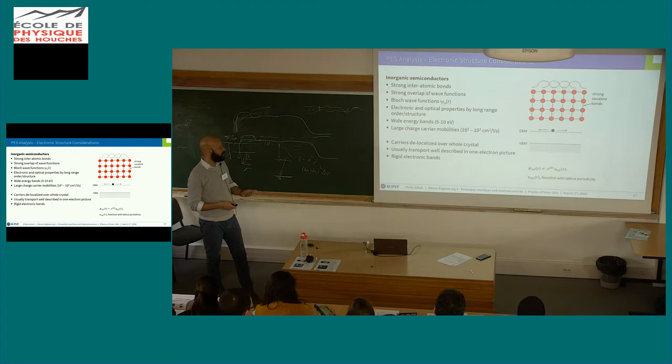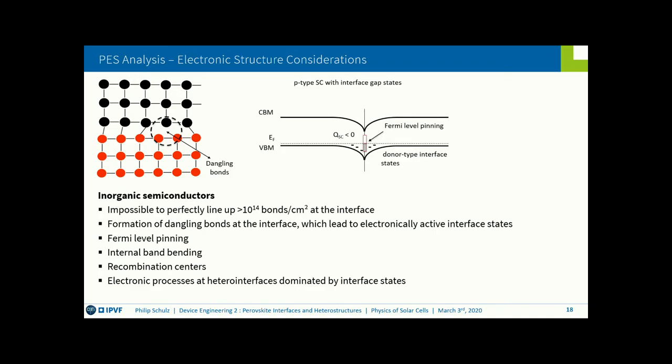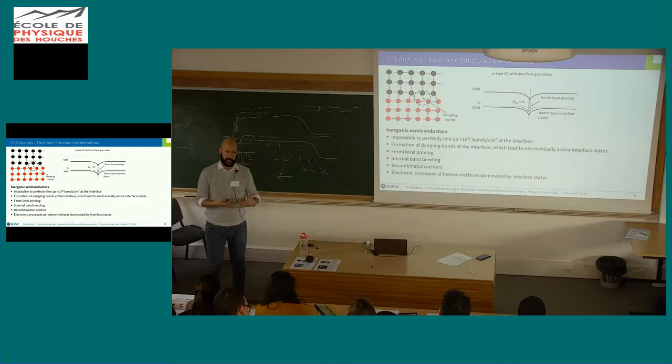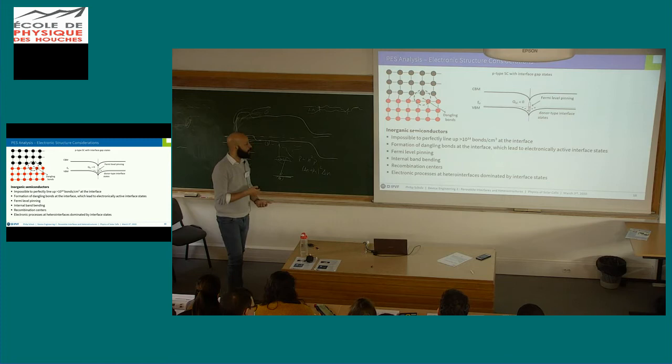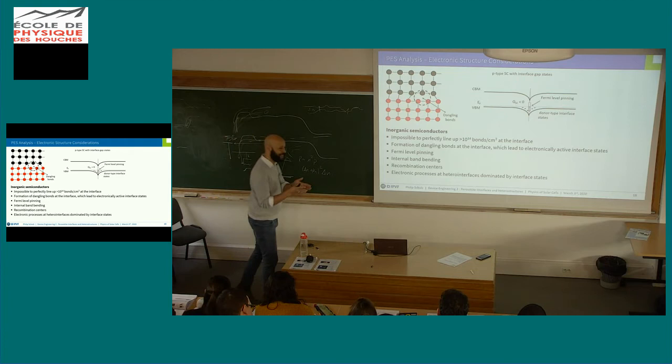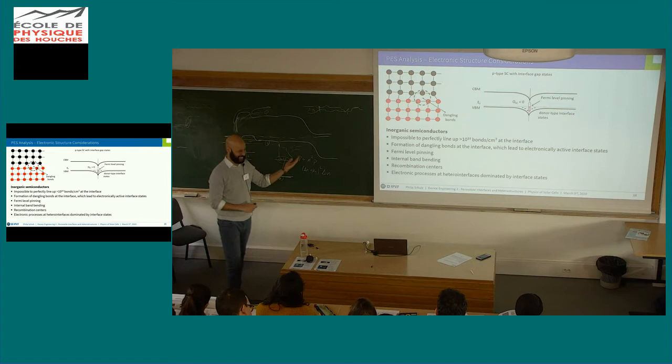Now, what does it mean if you try to make an interface in two inorganic materials? I want to take this example. Andrea has talked about this yesterday at length, that you can generate these defects at the interface, or you're actually very likely to generate it because it's impossible to perfectly line up 10 to the 14 bonds per square centimeter. But probably you will tell me differently. I mean, epitaxy people know how to do it. I'm not an epitaxy person, so I don't. But it is difficult. We can agree on this.